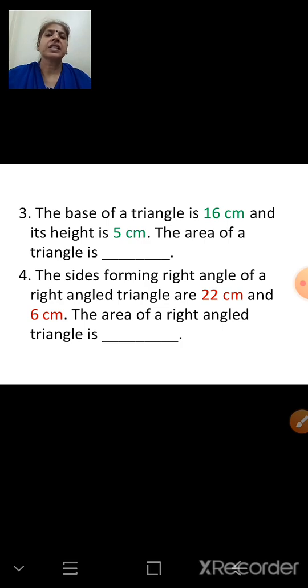Next, the sides forming right angle of a right angle triangle are 22 centimeter and 6 centimeter. The area of a right angle triangle is dash.